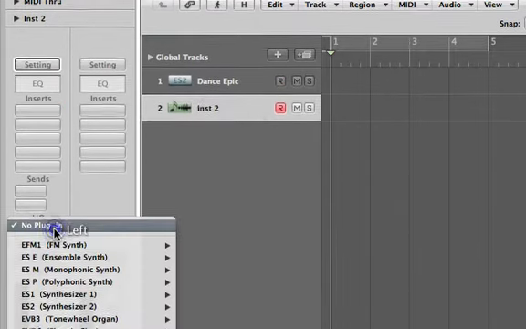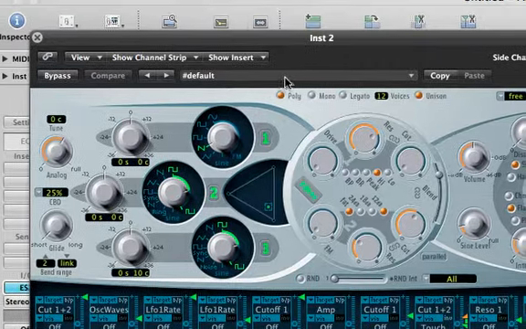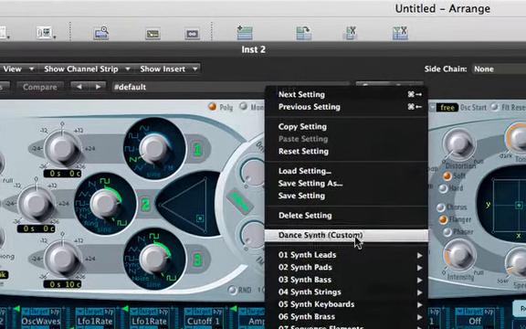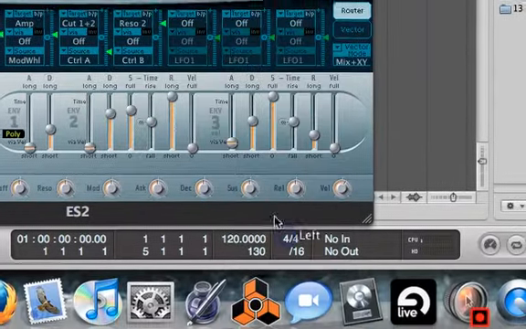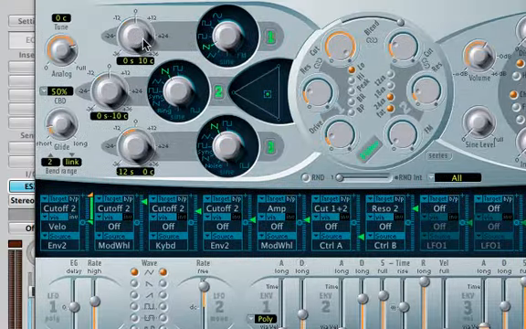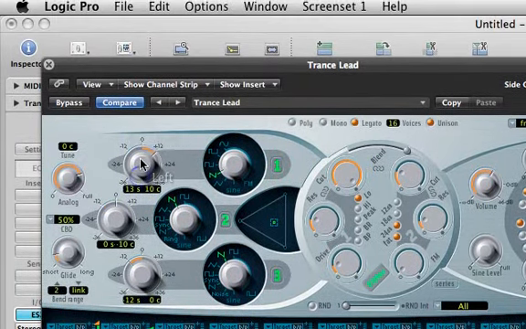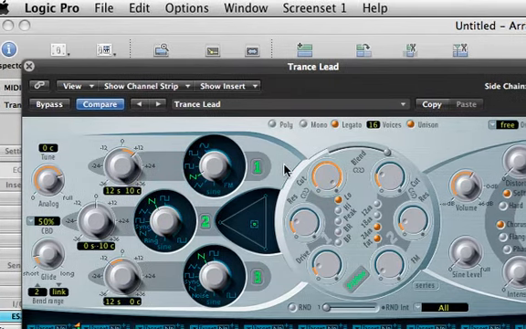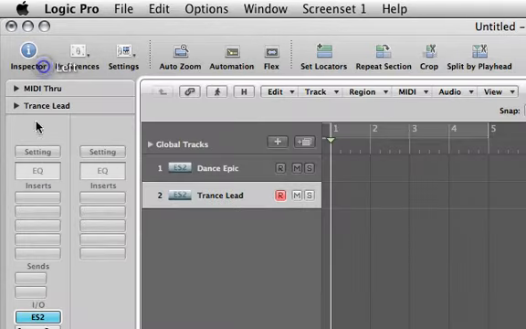So first we're going to open up the ES2 synthesizer, and this is actually a preset of one of them that's already pre-made. So we're going to go to Synth Leads and down to Trance Lead, however you want to say it. The only difference is we're going to stick this one up 12 steps, and then the voices is going to go up to 32, and that should be it for that.